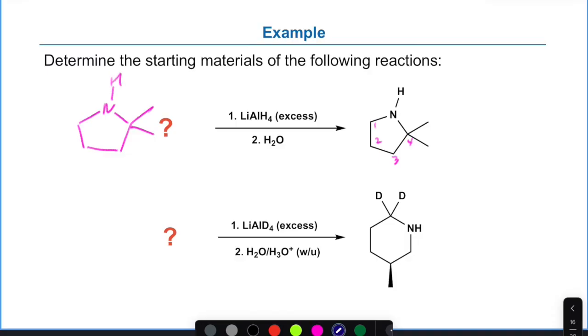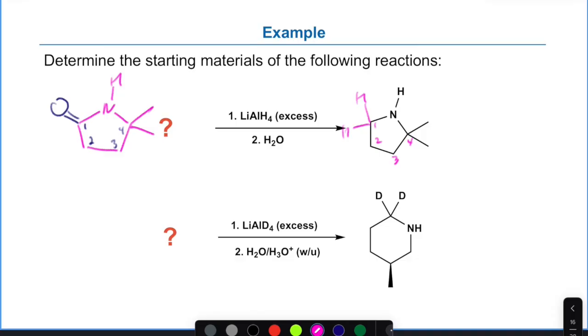The carbonyl was right here, because if you look in your product, that's the center where you've added these two other hydrogens. It's adjacent to the nitrogen. And if you look at carbon 4, it does not make sense. You've already got 2 methyls there.